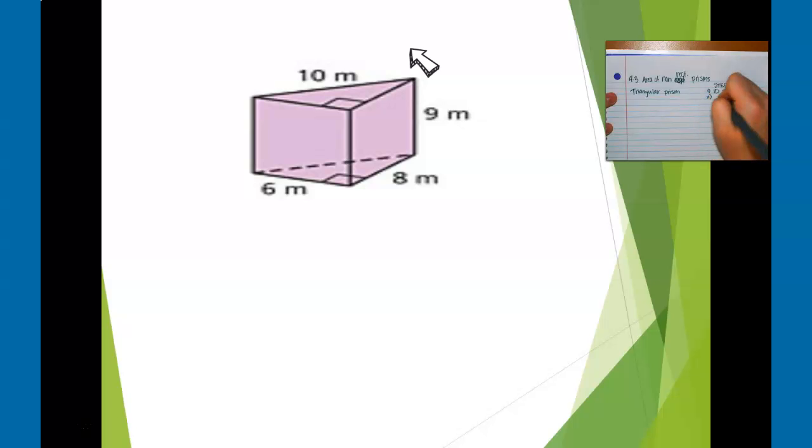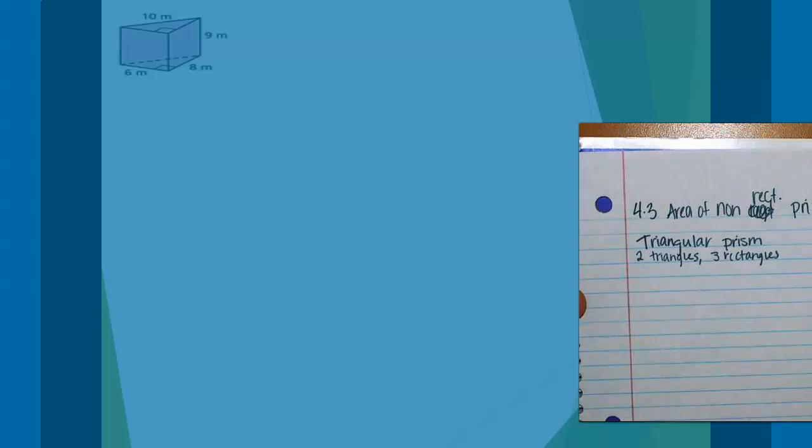My second step is going to be to decompose. So we're going to break it down. So a triangular prism has two triangle faces and three rectangle faces. Sometimes the rectangles are all the same, sometimes they are not.